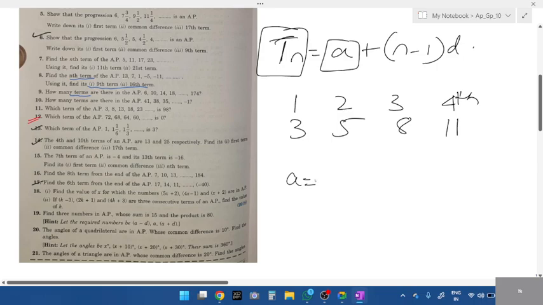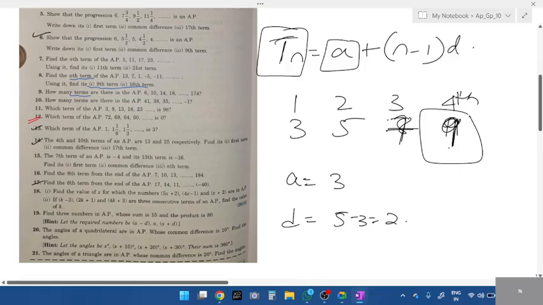In this, what is A? A is 3. What is D, students? How do you find D? What's the formula for D? 5 minus 3 is equal to 2. Yes. What is T of n value?